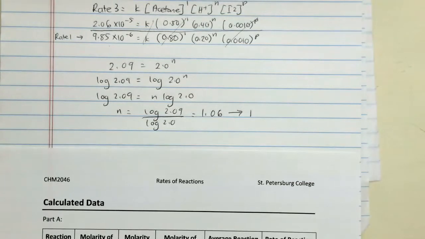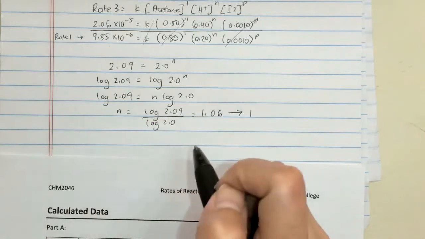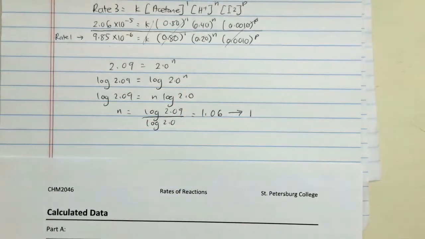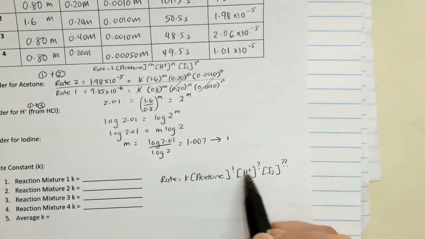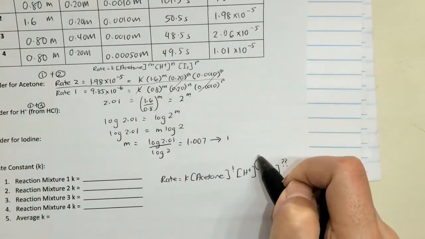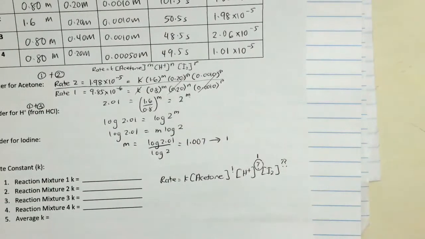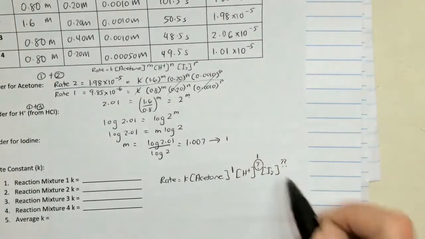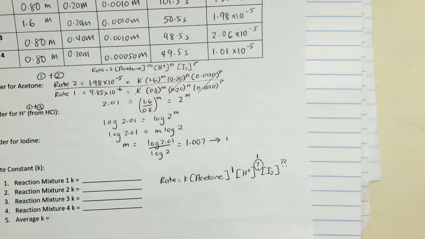So now I know the order of H plus is also first order. So the next piece of my rate law is figured out. So I know this is first order. I know now this is also first order. So let's fix that and say, I know this is also first order. Okay. So first order. Then your job is to find the order for iodine.